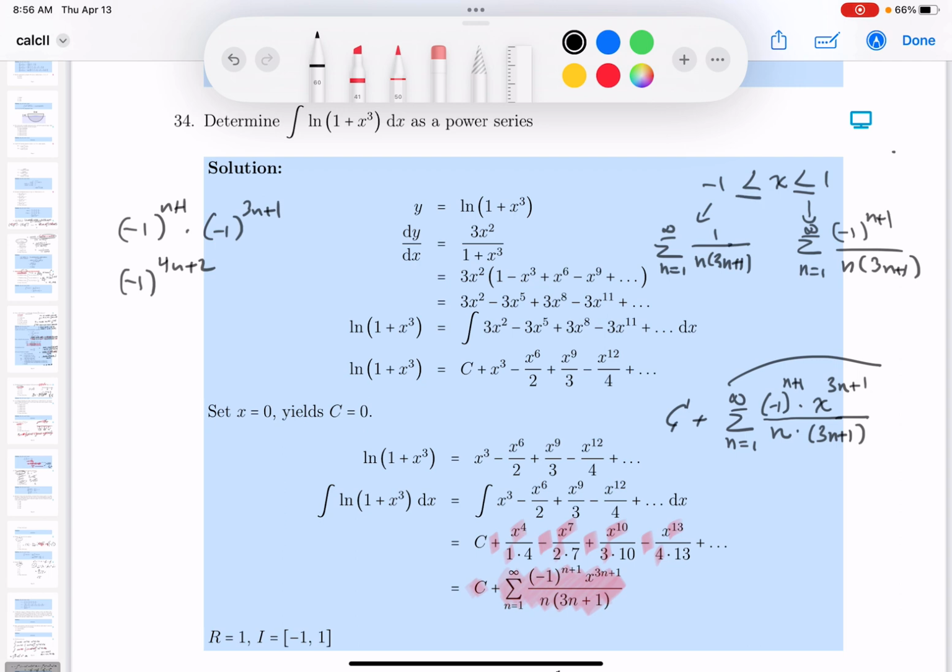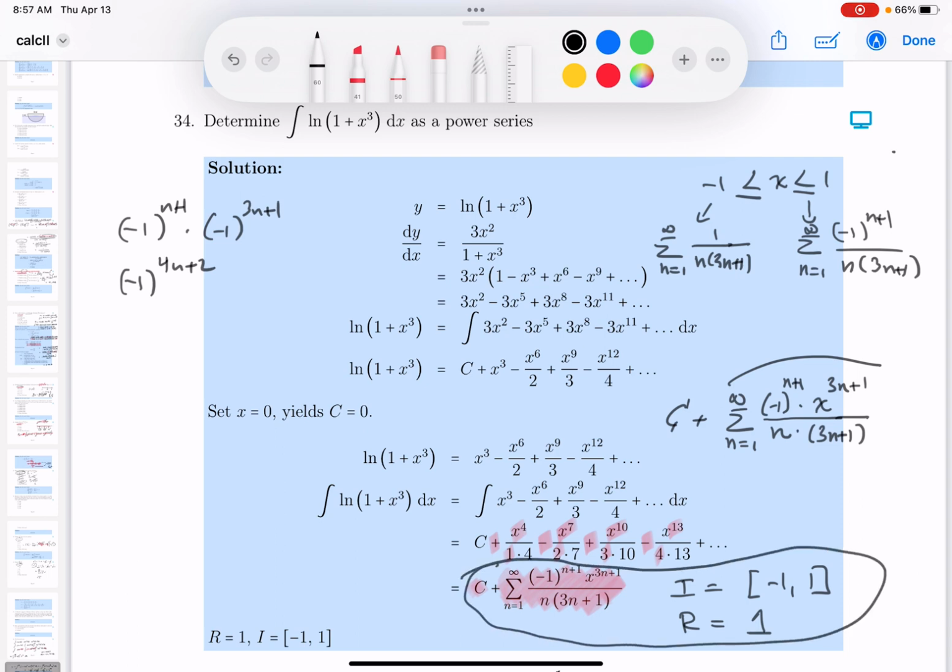All right, so I got that. And I'm pretty comfortable now that I can write down the interval. The interval I is going to go from -1 to 1, and the radius is going to be 1. This is going to be the final answer in this problem. Again, finding the C might be a little more difficult, but the bottom line, I think we're okay. Thank you.